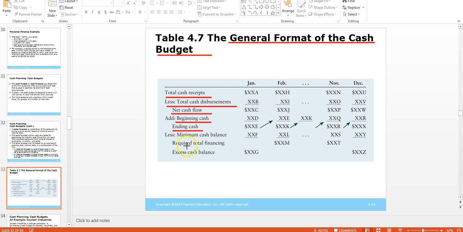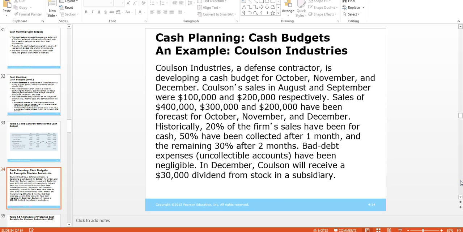Now, sometimes you want to keep some minimum cash balance, so you keep that, let's say, in your checking account. So you subtract that off, and you either have to know how much you have to finance or how much excess cash balance you have. Okay, so this is important, and we're going to have a spreadsheet for the receipts and for the disbursements, a separate spreadsheet, and we'll look at that now. And here is all the documentation you will need for the budgeting. Read this carefully, and if you have any questions, please email me.